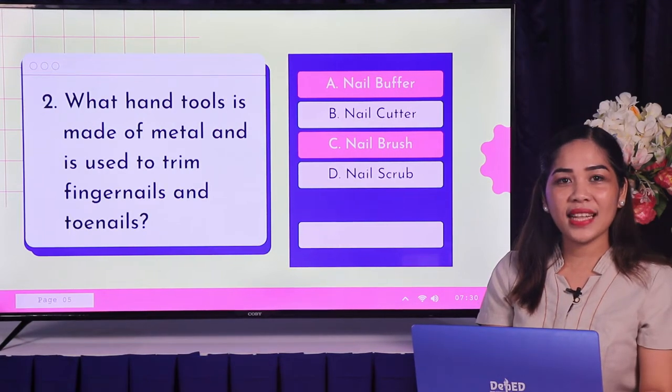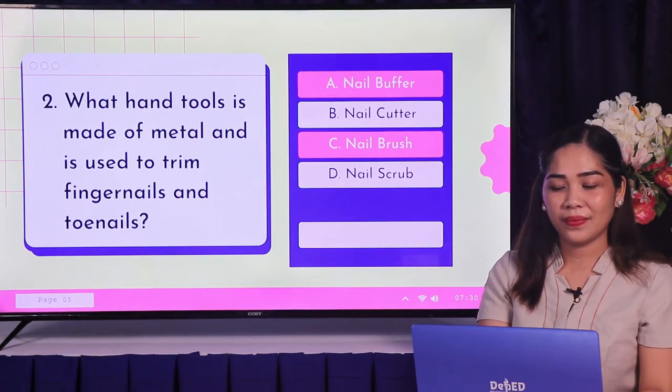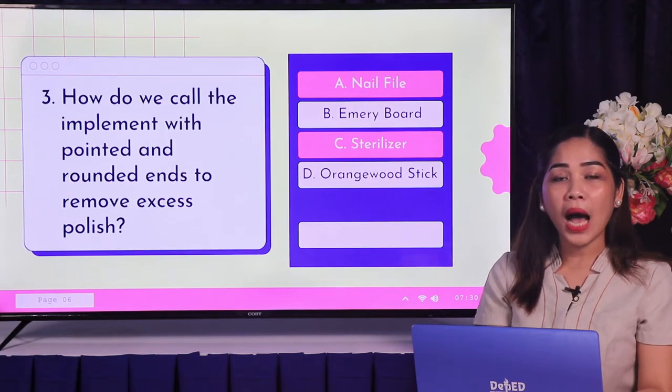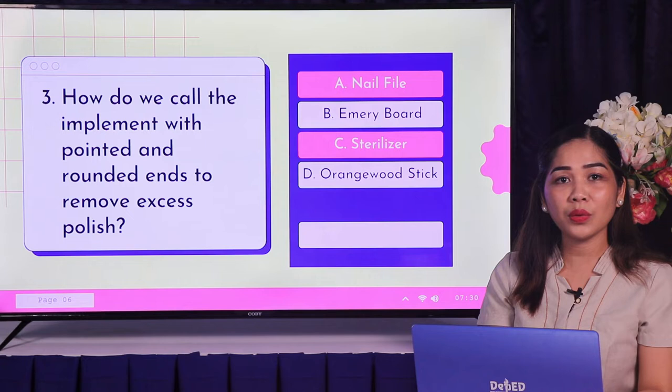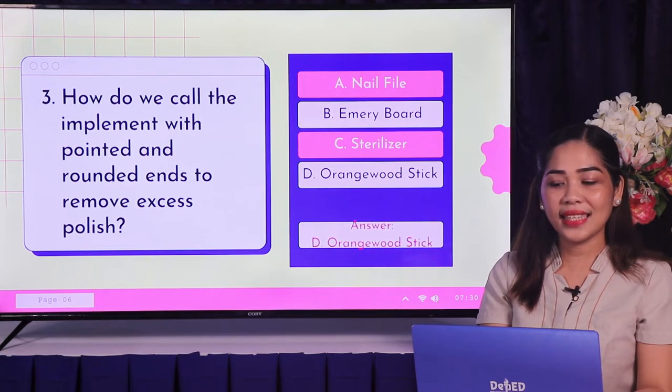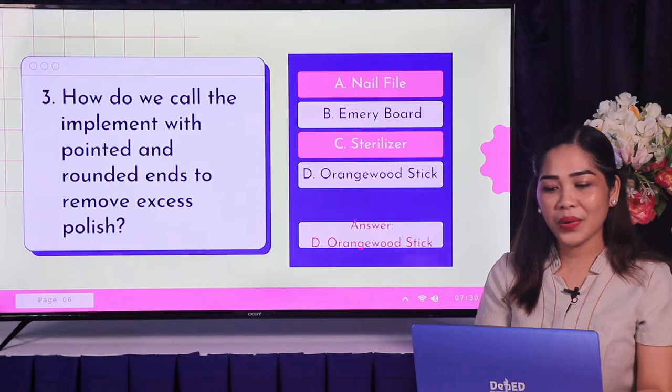What hand tool is made of metal and is used to trim fingernails and toenails? A, nail buffer, B, nail cutter, C, nail brush, or letter D, nail scrub? The answer is letter B, nail cutter. You got it right. The last question is, how do we call the implement with pointed and rounded ends to remove excess polish? A, nail file, B, emery board, C, sterilizer, D, orange wood stick? The correct answer is letter D, orange wood stick. Wow, you really are great!